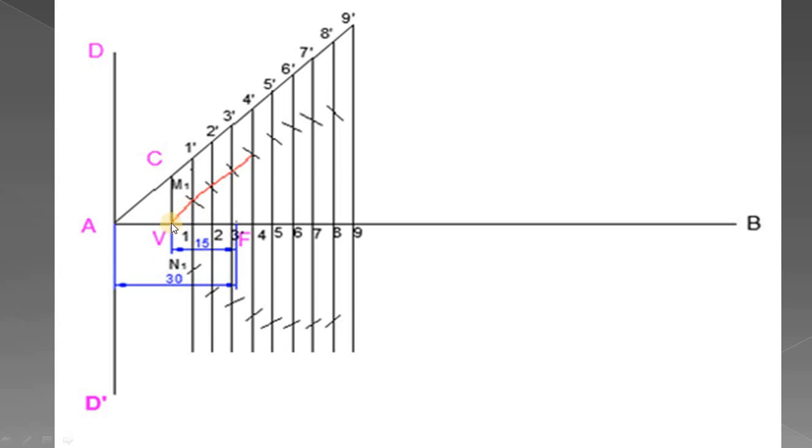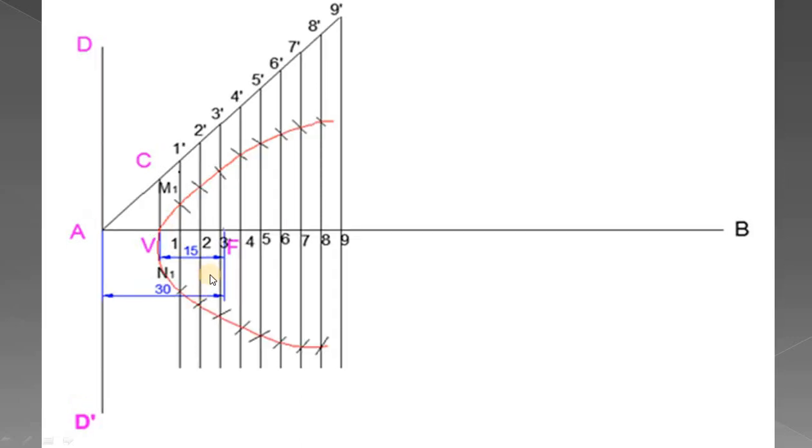Then take a pencil, and from V make a smooth curve to join M1. Similarly, from M1 make a smooth curve to join M2. Likewise, join all the points to form a smooth curve on either side. Here you can see clearly. Join all the points to form a smooth curve. So this is the parabola which we need. That's all, we have formed a parabola.